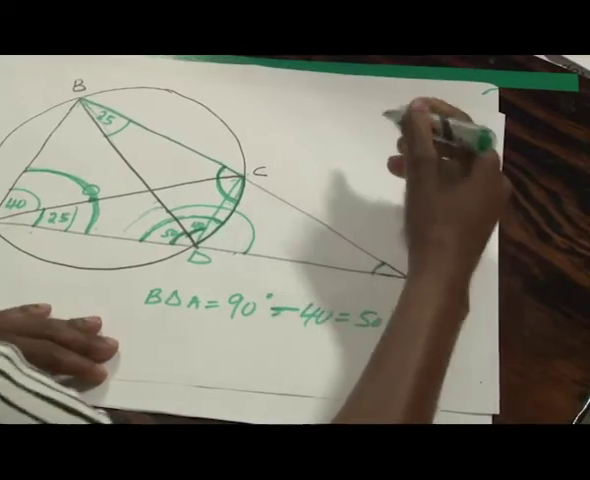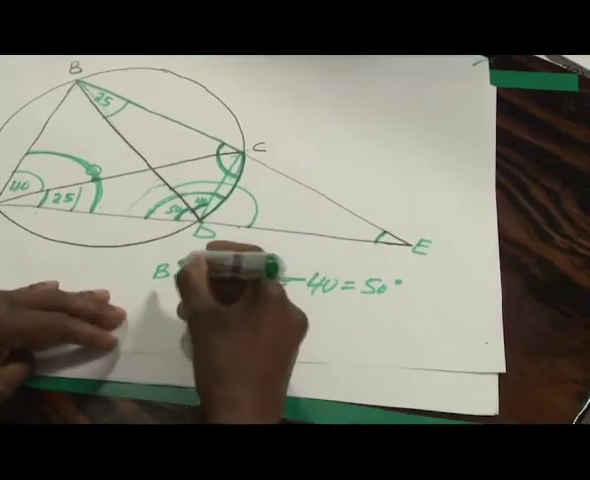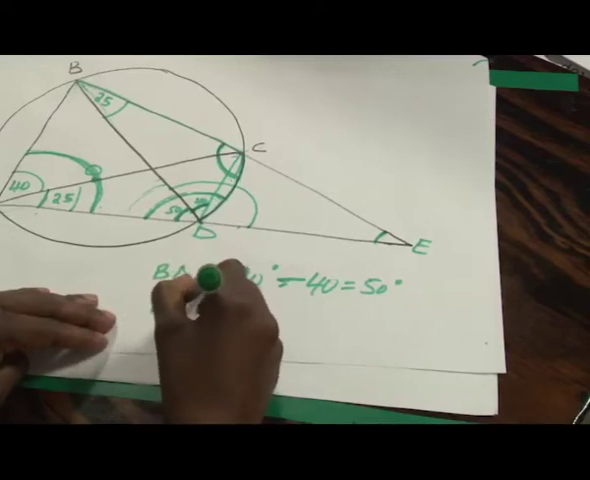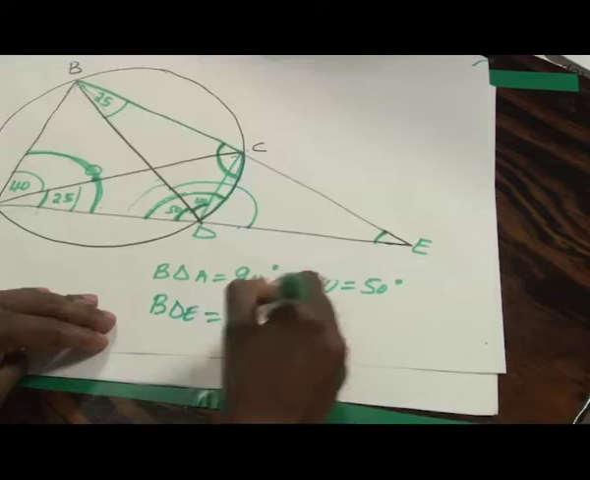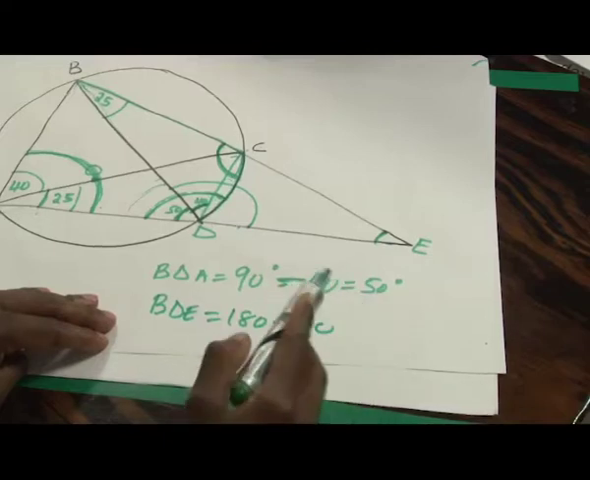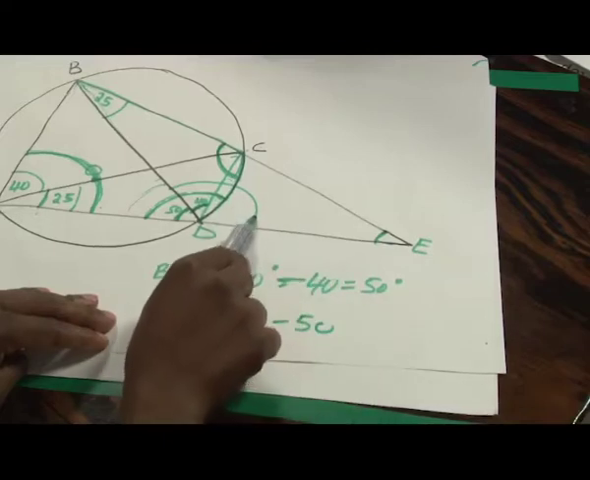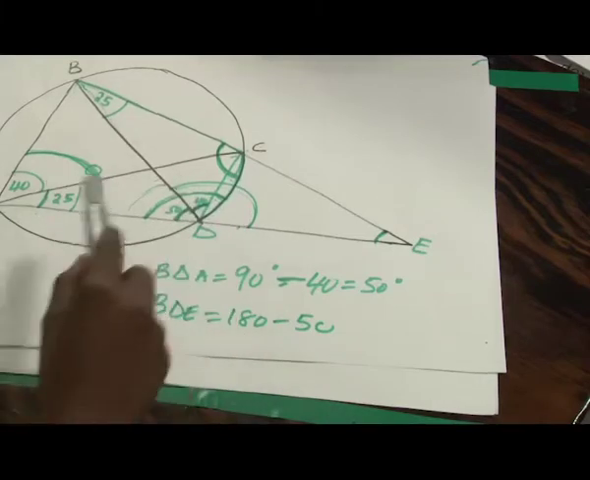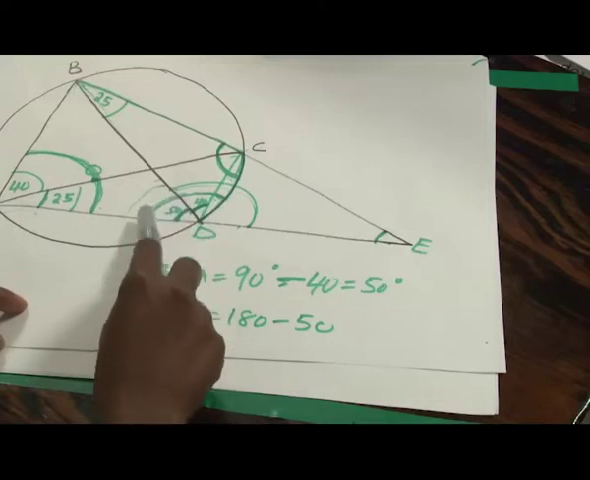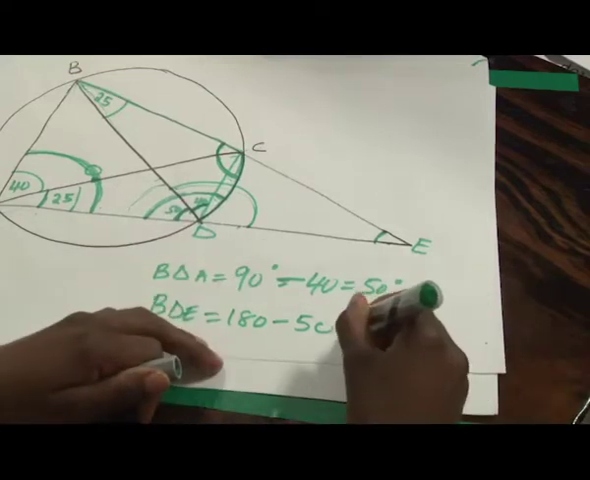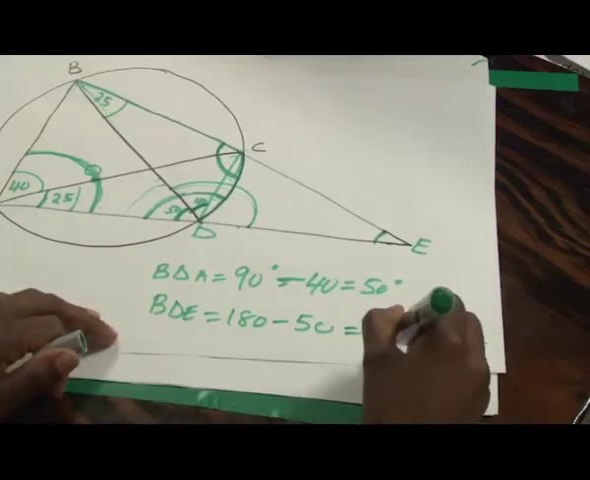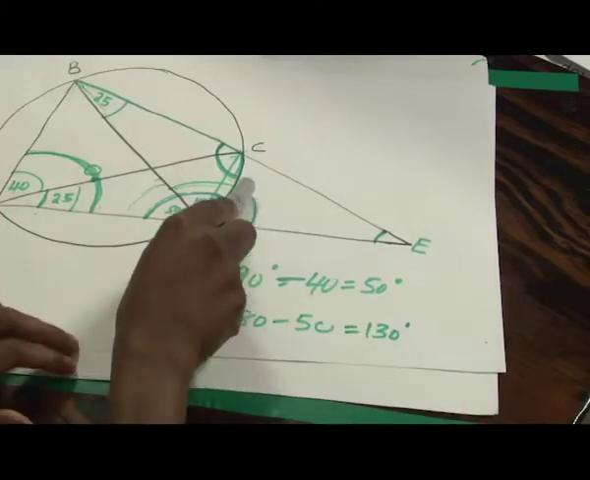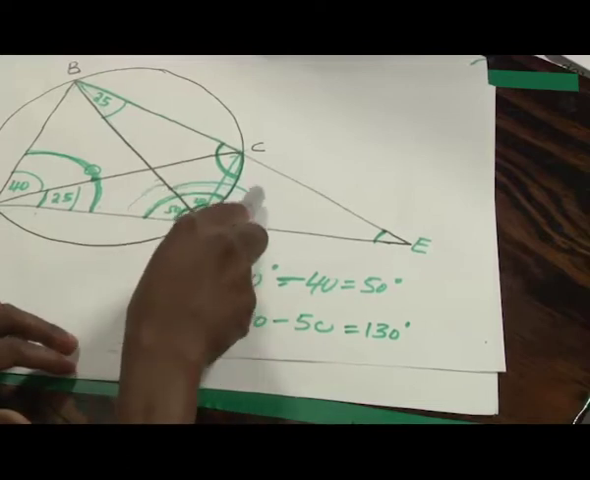Our angle, let me write it somewhere here. Our angle BDE is 180 minus 50. So this angle here is 180 minus this angle 50. So that will give us 130 degrees. So this angle is 130 degrees.